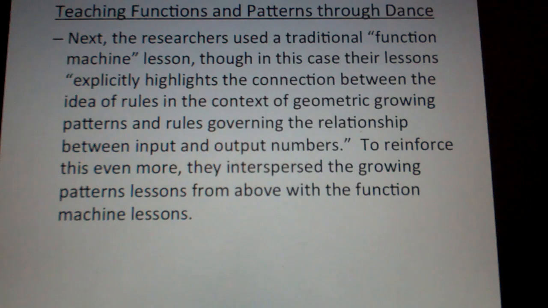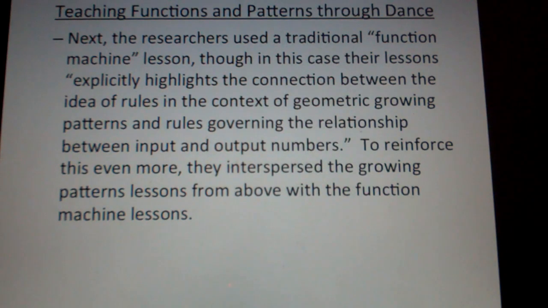The next thing they did was use a fairly traditional function machine lesson. This is something I think a lot of teachers do. An input, 2, goes in, something happens in the function machine, and out comes 5 because it went through 2x plus 1 in the machine. But in this case, the modification was that they connected this to the geometric growing patterns, asking how the fact that we're putting 2 in and 5 is coming out connects to what we just showed with the positions and the growing patterns, of what happened when x was 1 or x was 2 or x was 3.